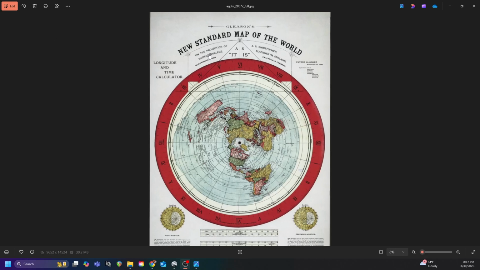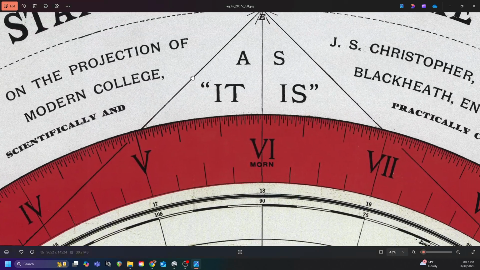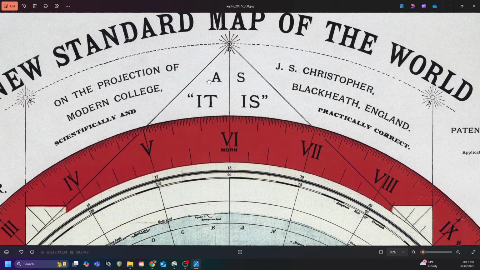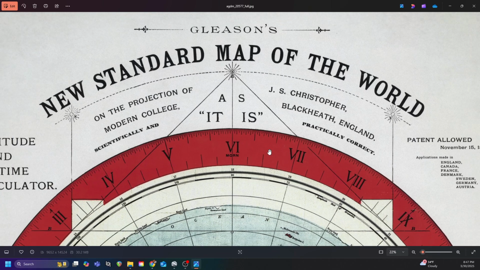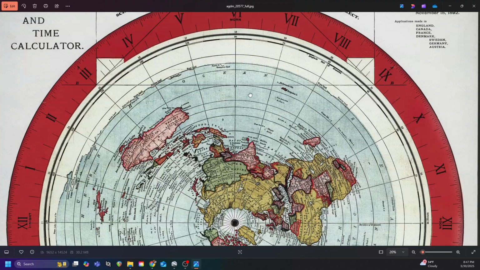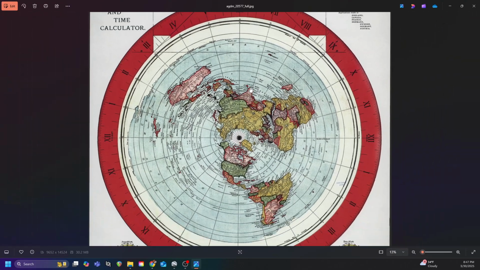This is Gleason's New Standard Map of the World, and a lot of people claim that it does exactly what it says here at the top, show the world as it is, scientifically and practically correct. So let's take a look at this map and see what it shows us. Of course, this is a flat Earth map.